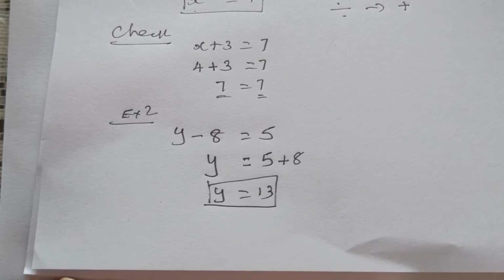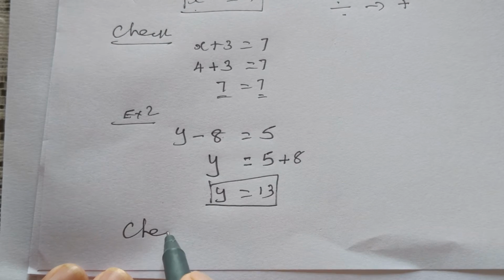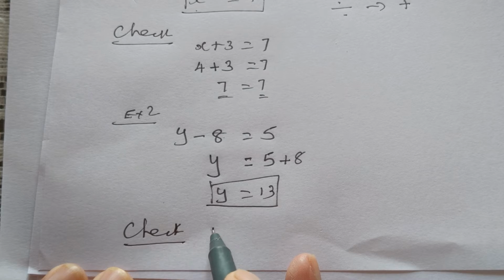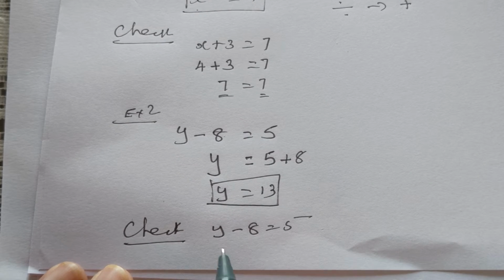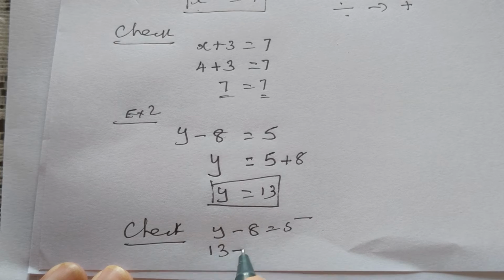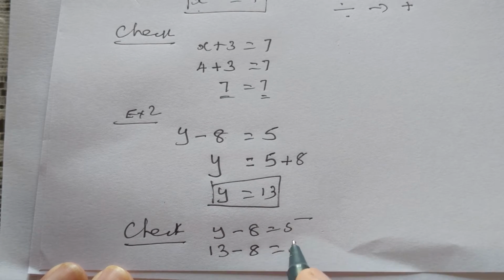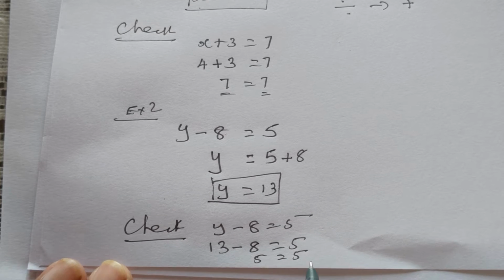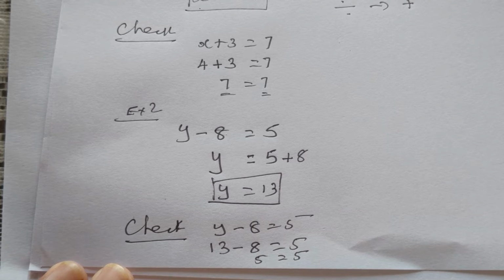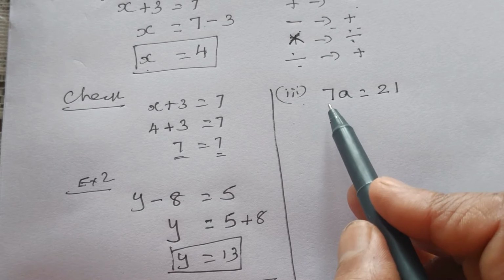Now shall we check this answer? How to check? y minus 8 is equal to 5. What is the value of y? y is 13, so 13 minus 8. What is 13 minus 8? 5. So 13 minus 8 is 5, equal to 5. The left hand side is equal to right hand side. So our solution is correct. Now we'll see the third example.